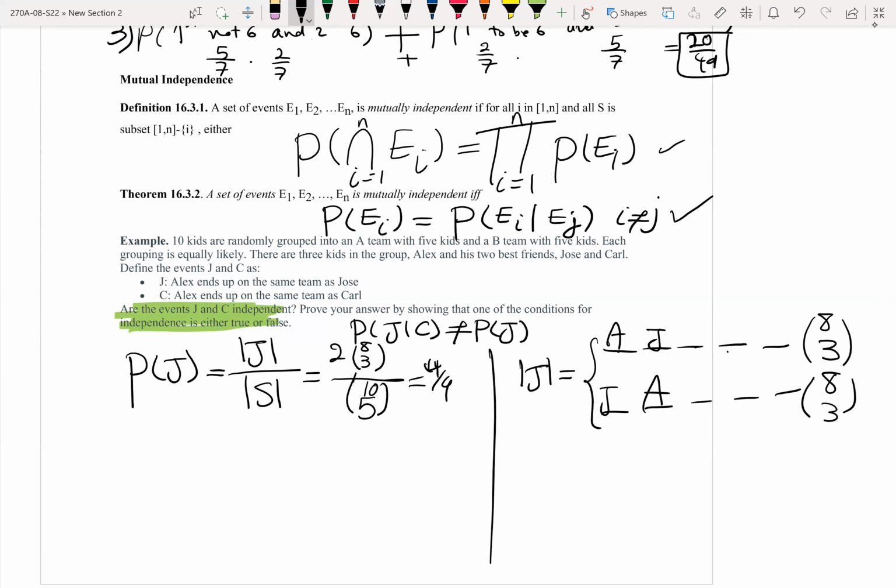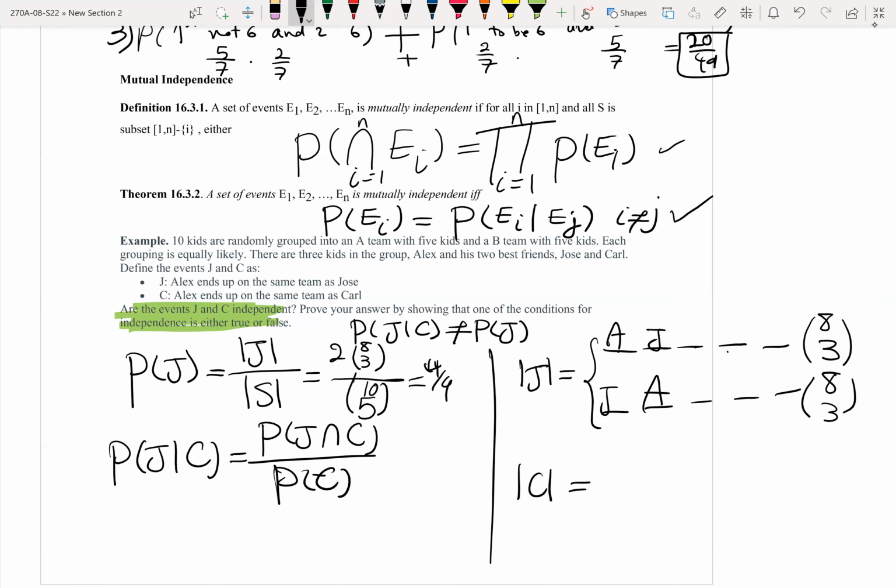And then the probability of Jose given Carl is going to be probability of Jose and Carl divided by probability of Carl, okay? So we need the rest. What is the probability of Carl?